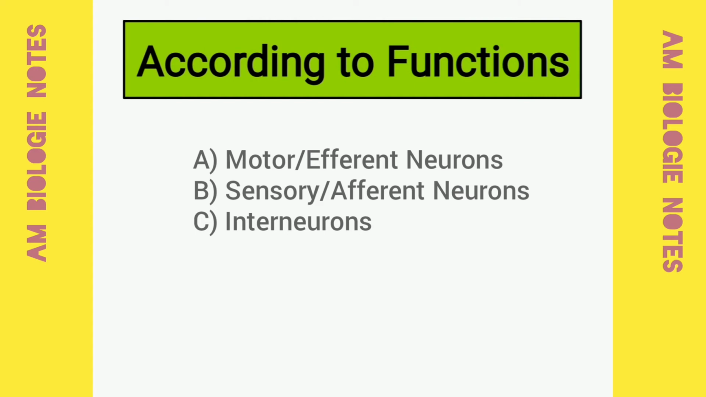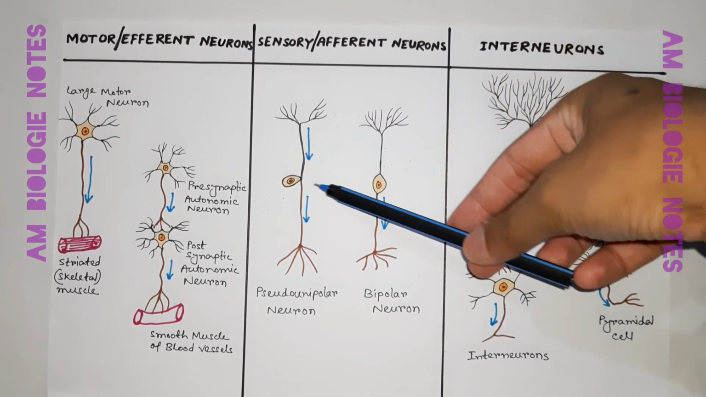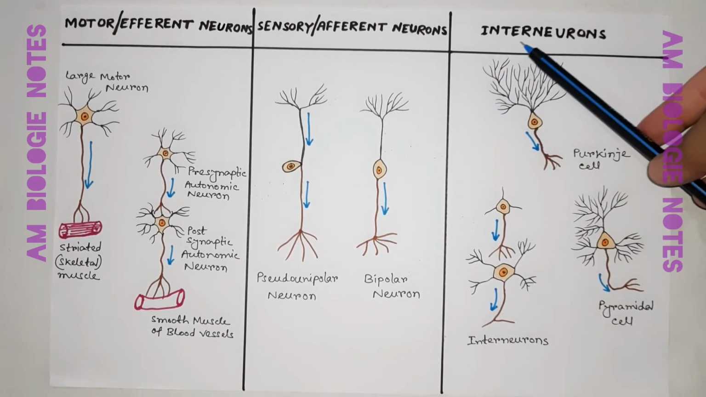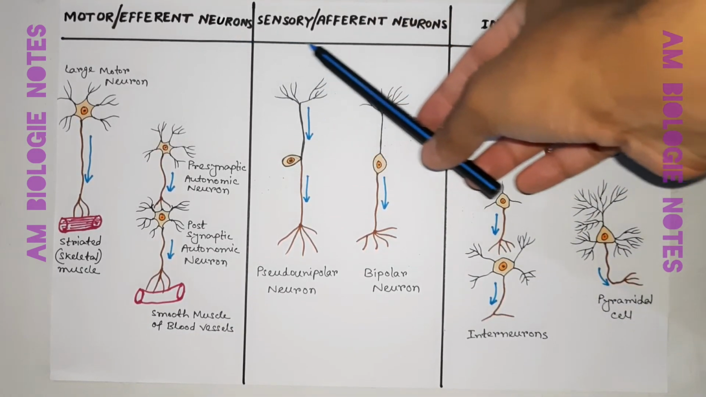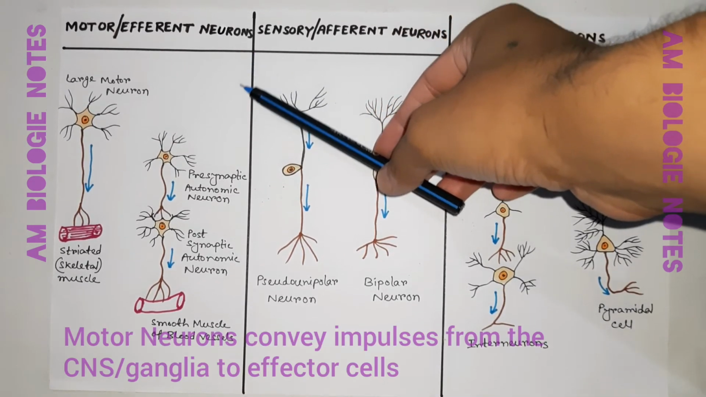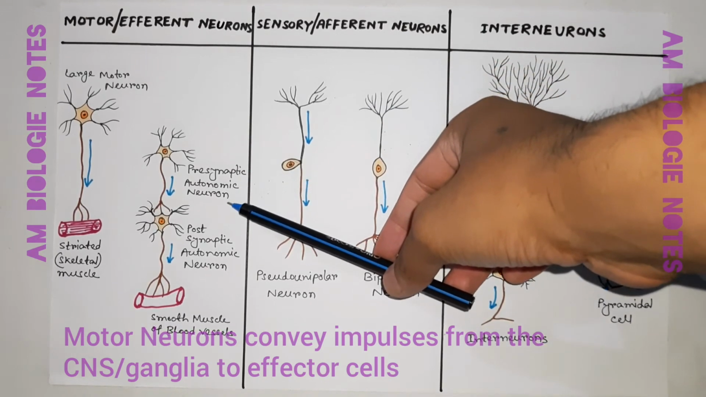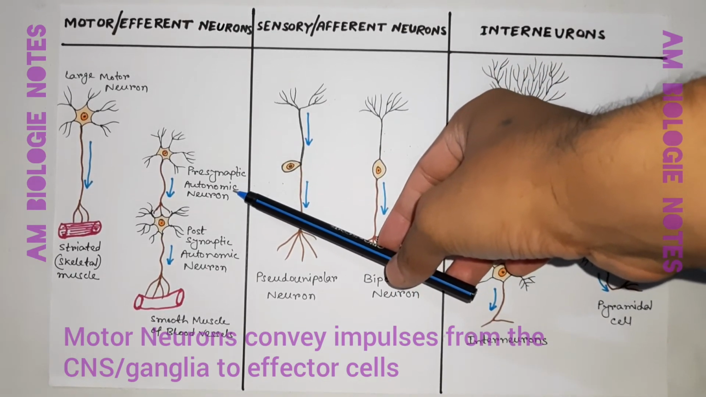Neurons can also be classified according to their functional roles: motor or efferent neurons, sensory or afferent neurons, and interneurons. In this diagram, I am showing you different types of neurons according to their functional roles. Motor or efferent neurons. These neurons convey impulses from the central nervous system or ganglia to effector cells.